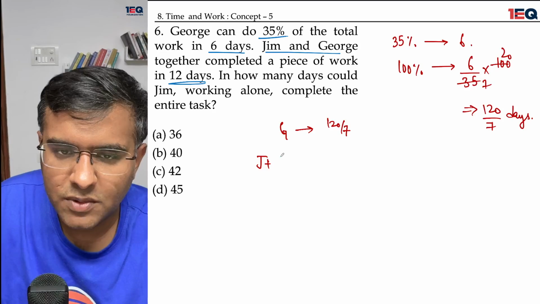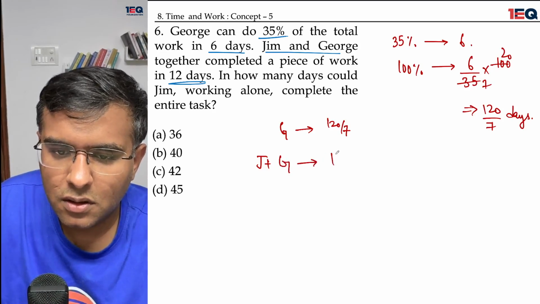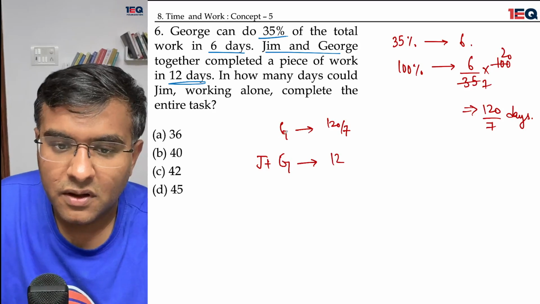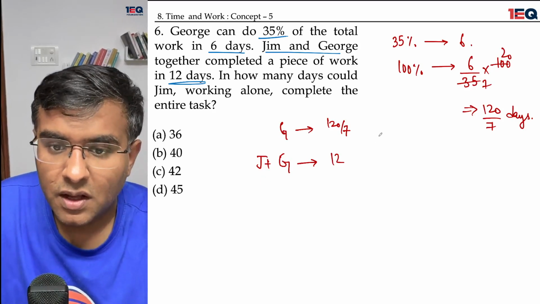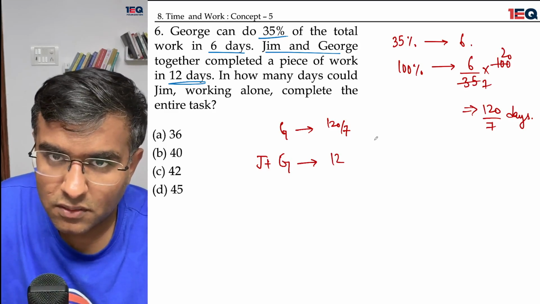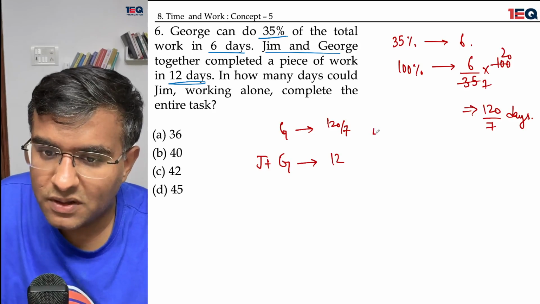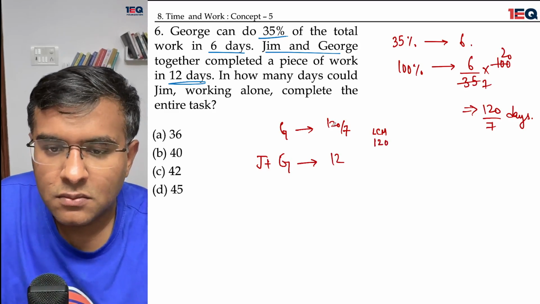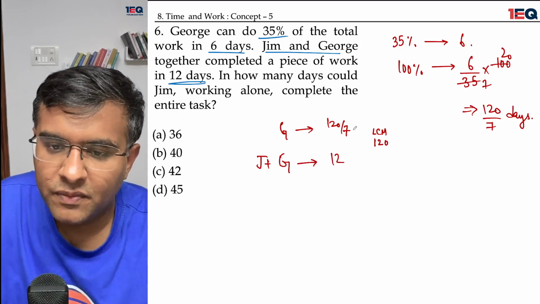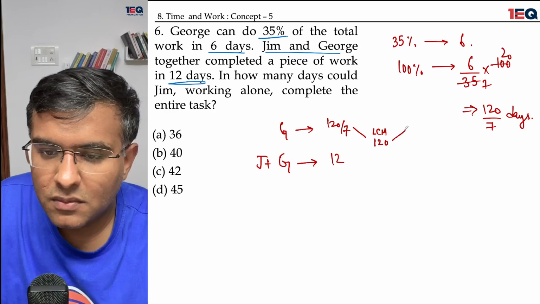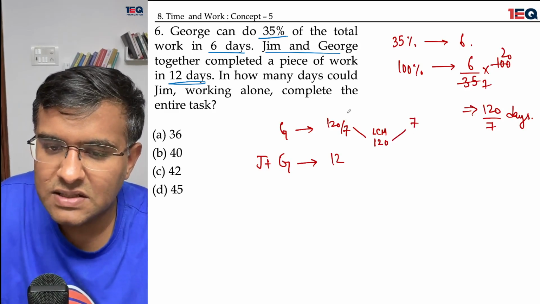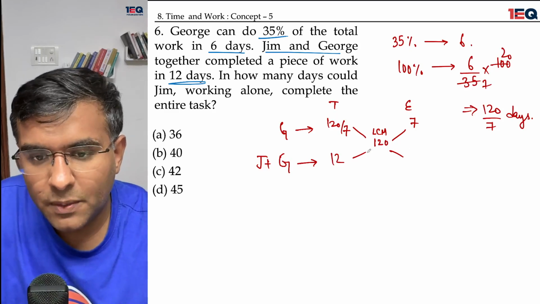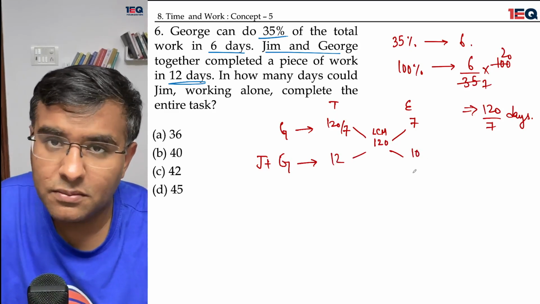Similarly, Jim and George together complete the work in 12 days. Now I need to find the efficiency of George and the efficiency of Jim. Let's first find the total work. The total work is nothing but the LCM. The LCM of 120 upon 7 and 12 is 120. When 120 is divided by 120 upon 7, the efficiency comes out to be 7. Similarly, when 120 is divided by 12, the efficiency comes out to be 10.